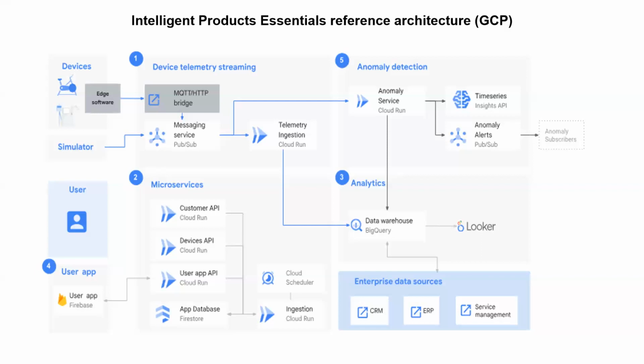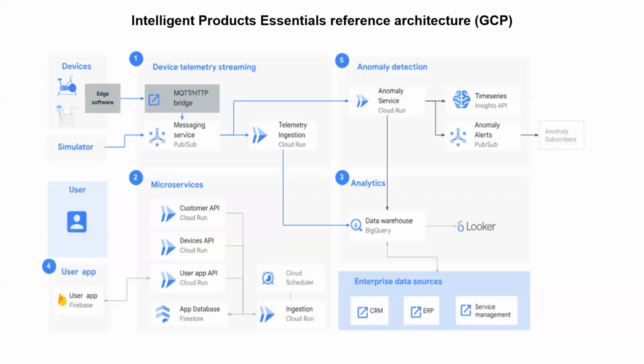And then we have a CRM. CRM is nothing but customer relationship management. And then we have the ERP, that's enterprise resource planning. Now, I'm going to discuss the components in this architecture diagram. The first component over here is device telemetry streaming. The device telemetry streaming component handles the streaming of the device telemetry data. It helps to create a low latency MQTT and HTTP bridge that handles the data and pushes it to Pub/Sub.